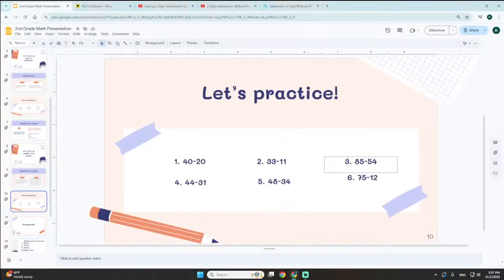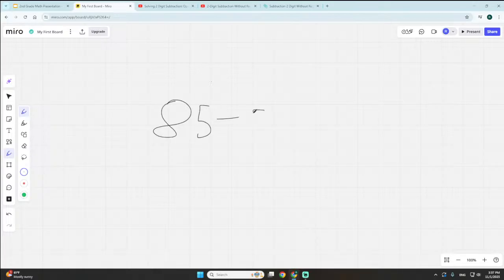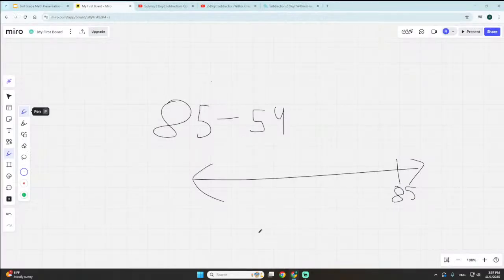$85 minus 54. So, set up the number line. This one's going to be a bit harder. I'll give you guys a moment to solve this. You can just solve this on your notebook or on a sheet of paper.